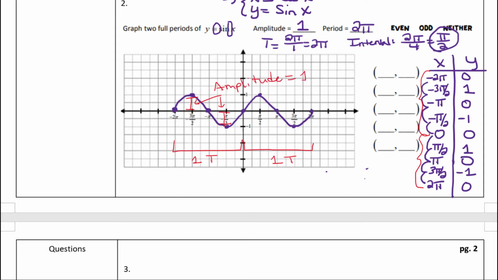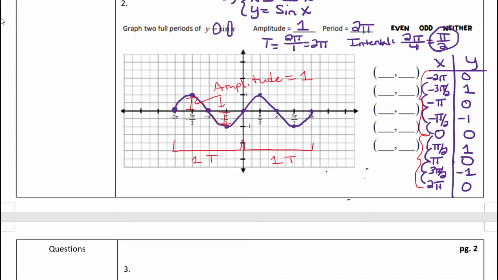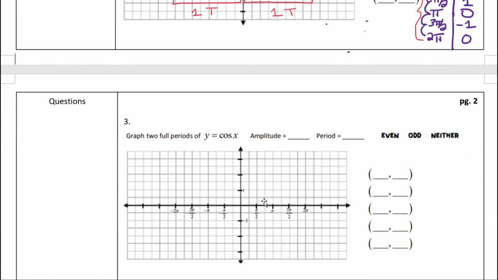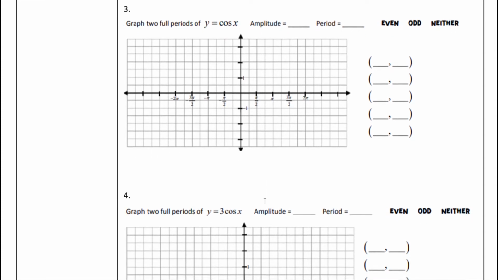All right, so in this case, the amplitude is 1, and the period is 2 pi because it's from 0 to 2 pi. All right, so that is the graph of sine. So now we're going to do the graph of cosine on here using the same process. So amplitude here, there's an invisible 1 there, an invisible 1 there. So amplitude is 1, period is 2 pi over 1, which is 2 pi.